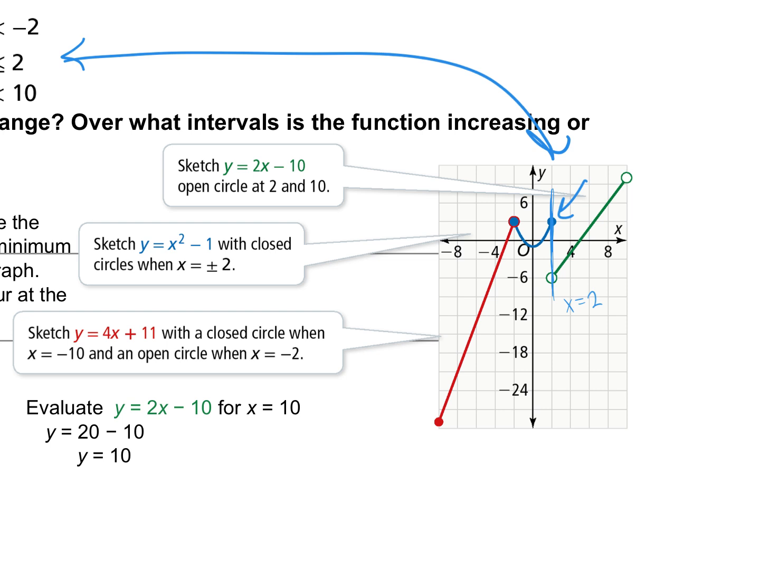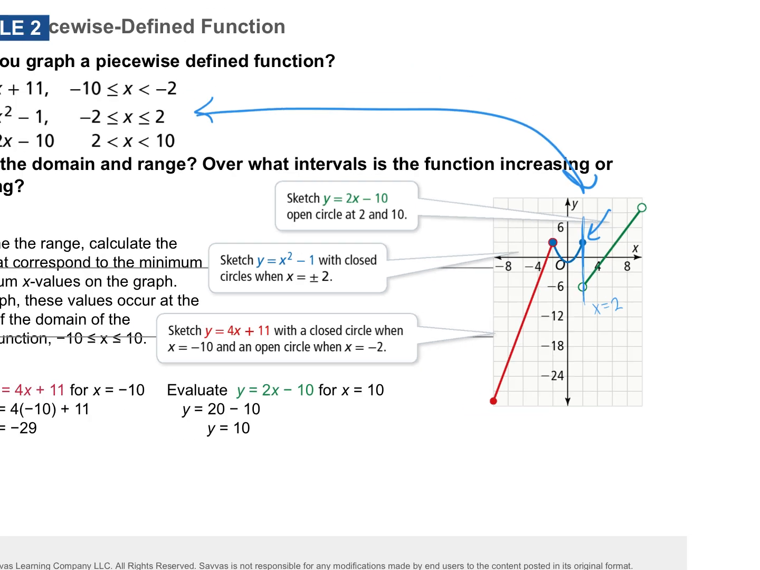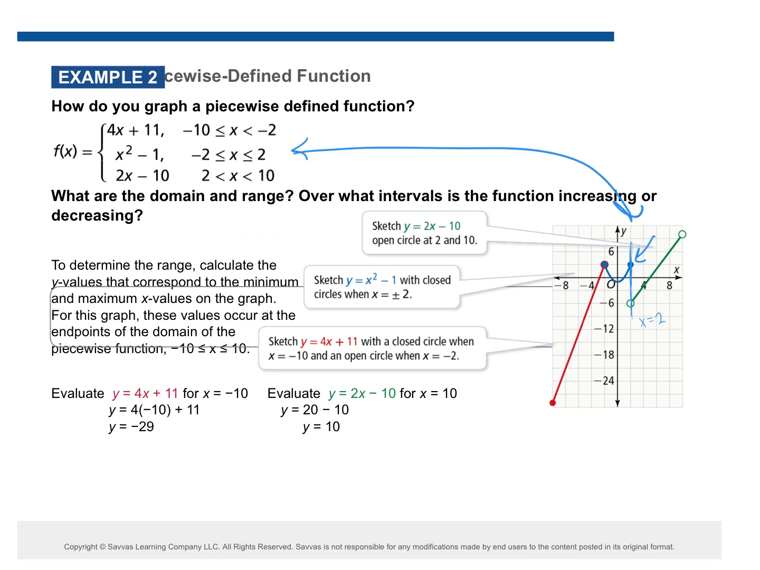So an x value can have a value in both functions, but it's not always going to be open or closed. The equal to tells you what it is. Questions about those little things?